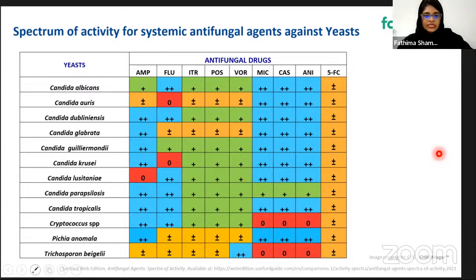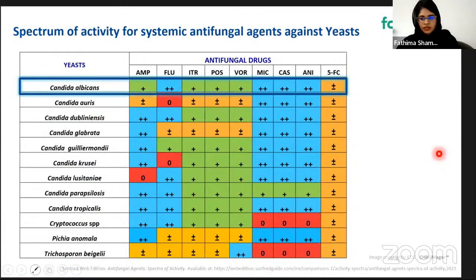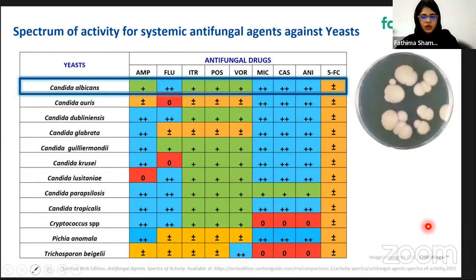So first, let's talk about the Candida family. Approximately 90% of fungal infections are caused by Candida species, from superficial to systemic disseminated infections. Six important pathogenic species are Candida albicans, Candida glabrata, Candida tropicalis, Candida parapsilosis, Candida auris, and Candida krusei. So we will discuss them one by one. So here I will highlight the organism, and on the right side you're going to see how it's going to look on chrome agar plate.